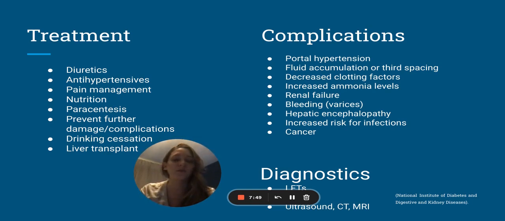So as a nurse, you want to look out for signs of bleeding, either upper GI or lower GI. Upper GI, you might have vomiting blood, bleeding in the gums. Lower GI, you're going to have that melena or that dark stool.